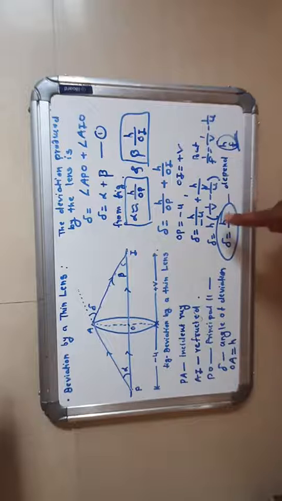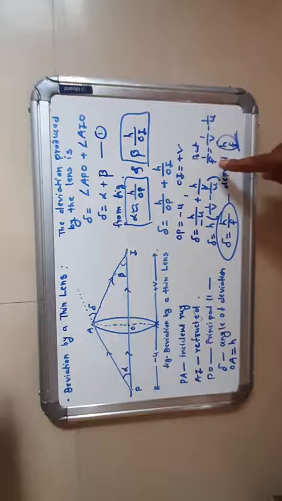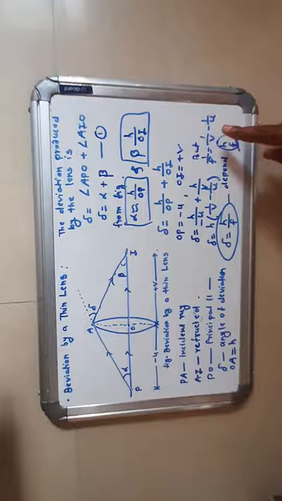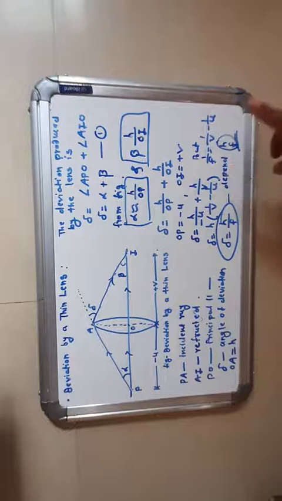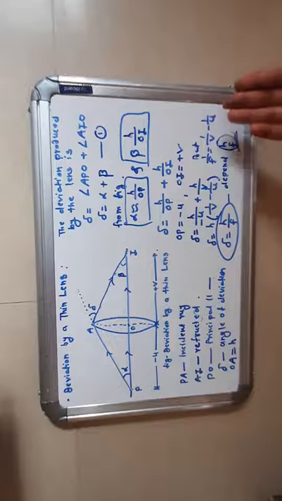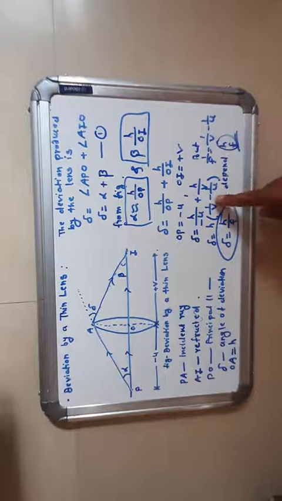Then we take the common term h, then the angle of minimum deviation delta is equal to h in bracket 1 upon v minus 1 upon u, but we know 1 upon f is equal to 1 upon v minus 1 upon u. This is the lens equation. हे जे आहे 1 upon f is equal to 1 upon v minus 1 upon u. This is the lens formula. इथे ही व्हॅल्यू सबस्टिट्यूट केली, then delta is equal to h upon f.